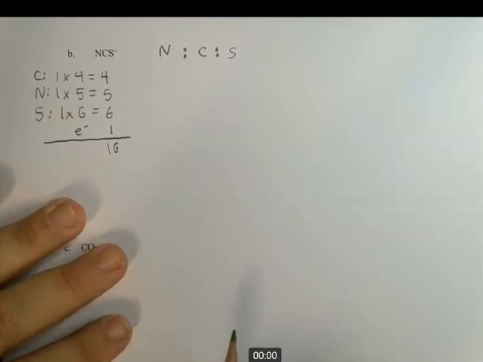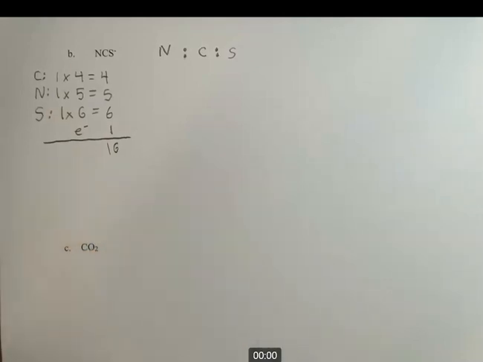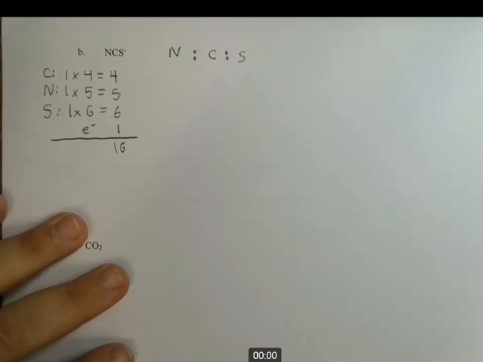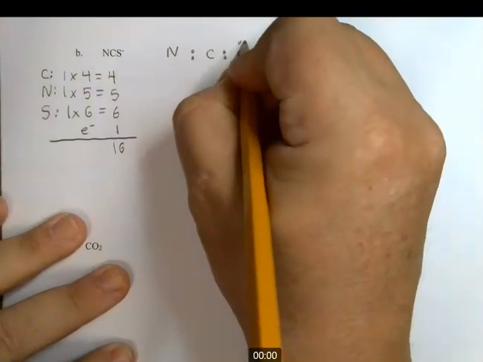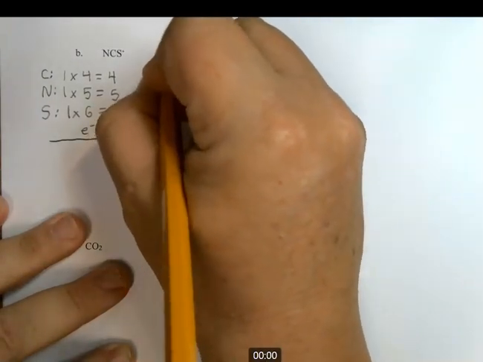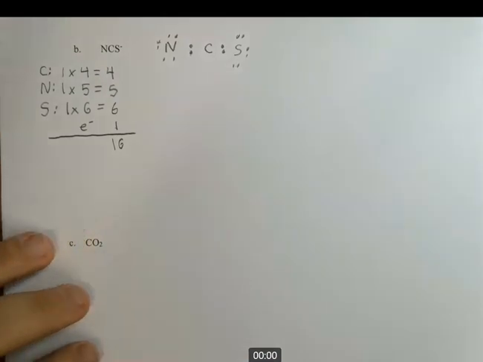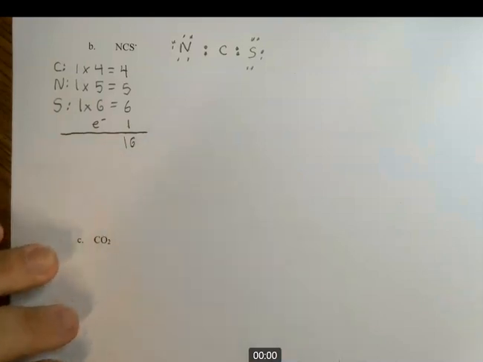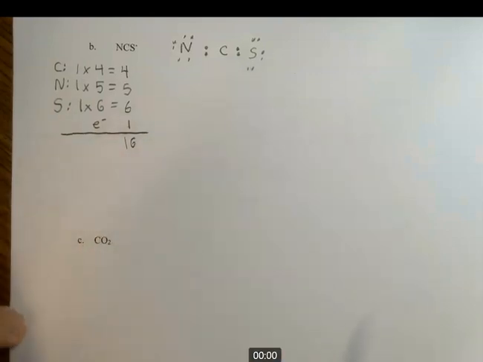Now we create octets, and we do that by placing electrons all the way around the outside. Okay, so the next rule, we're on rule 3, and that's placing remaining electrons to create octets. And you do that on the outside atoms first. Okay, so nitrogen and sulfur have an octet. We have used 16 electrons. However, carbon does not have an octet.